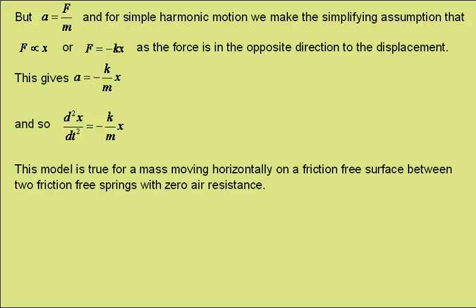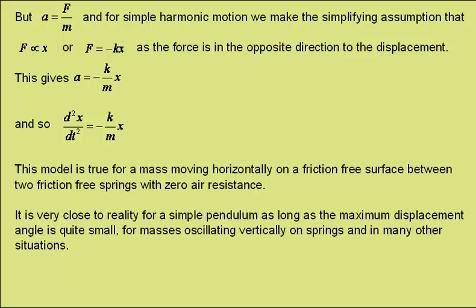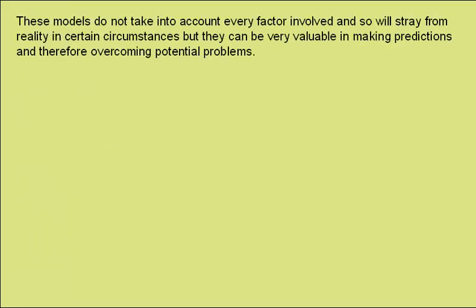This model is true for a mass moving horizontally on a friction-free surface between two friction-free springs with zero air resistance. It's very close to reality for a simple pendulum, as long as the maximum displacement angle is quite small. It's also close to reality for masses oscillating vertically on springs, and in many other situations. These models do not take into account every factor involved, and so will stray from reality in certain circumstances, but they can be very valuable in making predictions, and therefore overcoming potential problems before they occur.